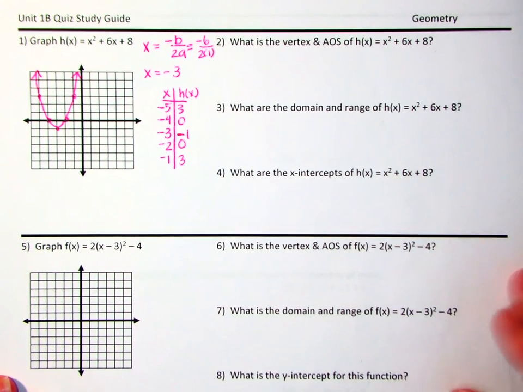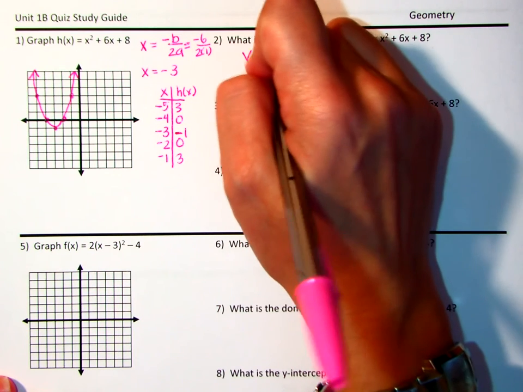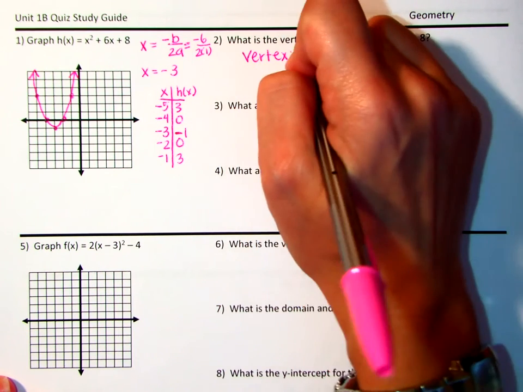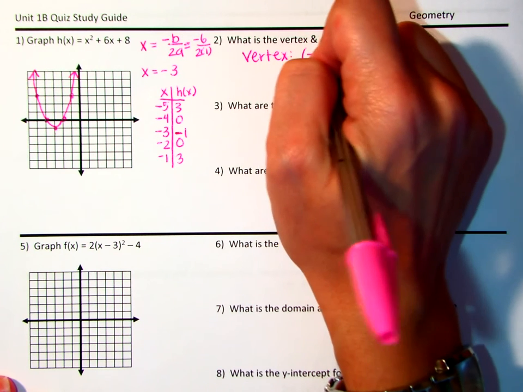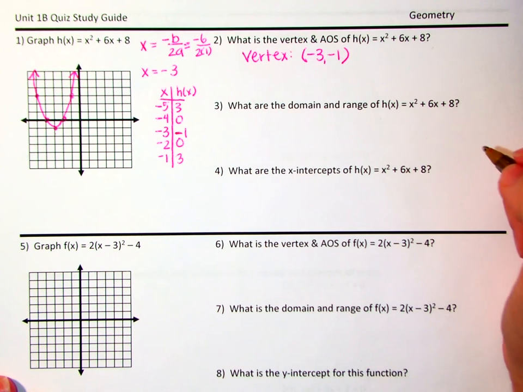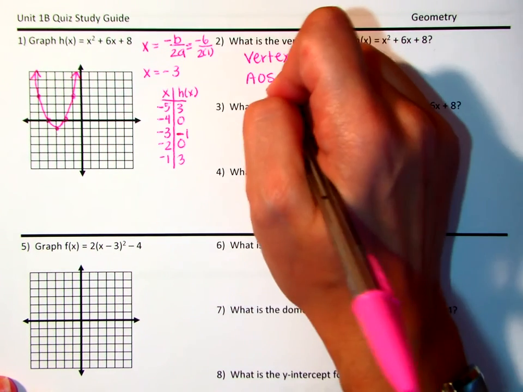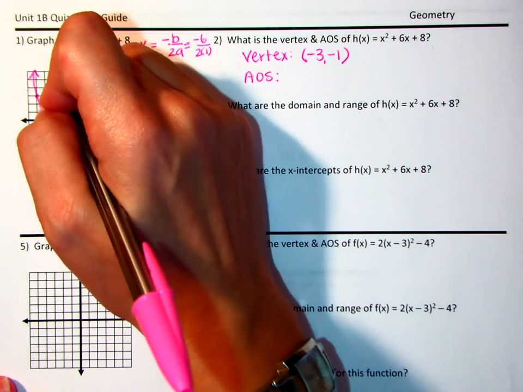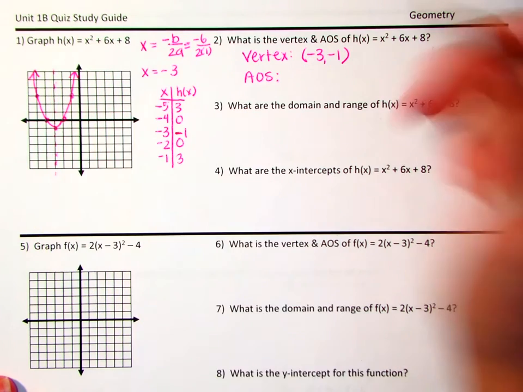Now, it says, what is the vertex? Well, the vertex was that place where it changed direction. So our vertex in this problem is this point right here, the negative 3, negative 1. Remember that the axis of symmetry, that's what AOS means, axis of symmetry, is that line that would cut this parabola perfectly in half. It makes it symmetrical. So it's that invisible line that's right here.